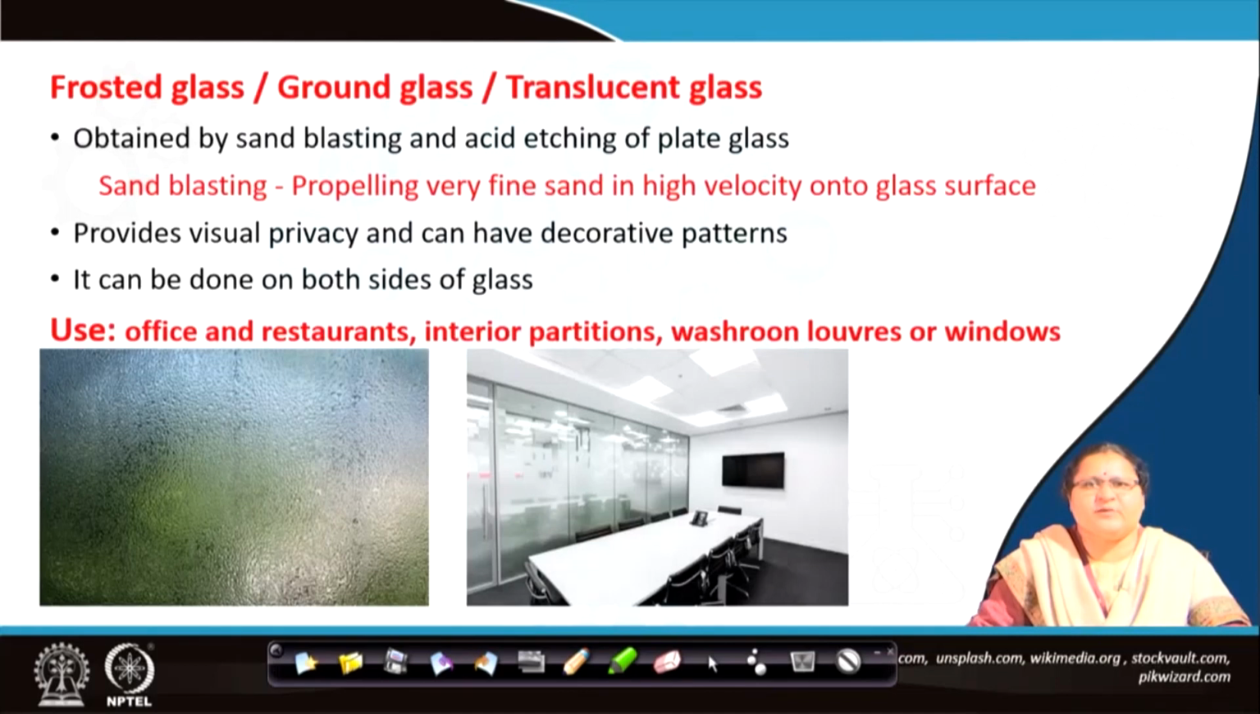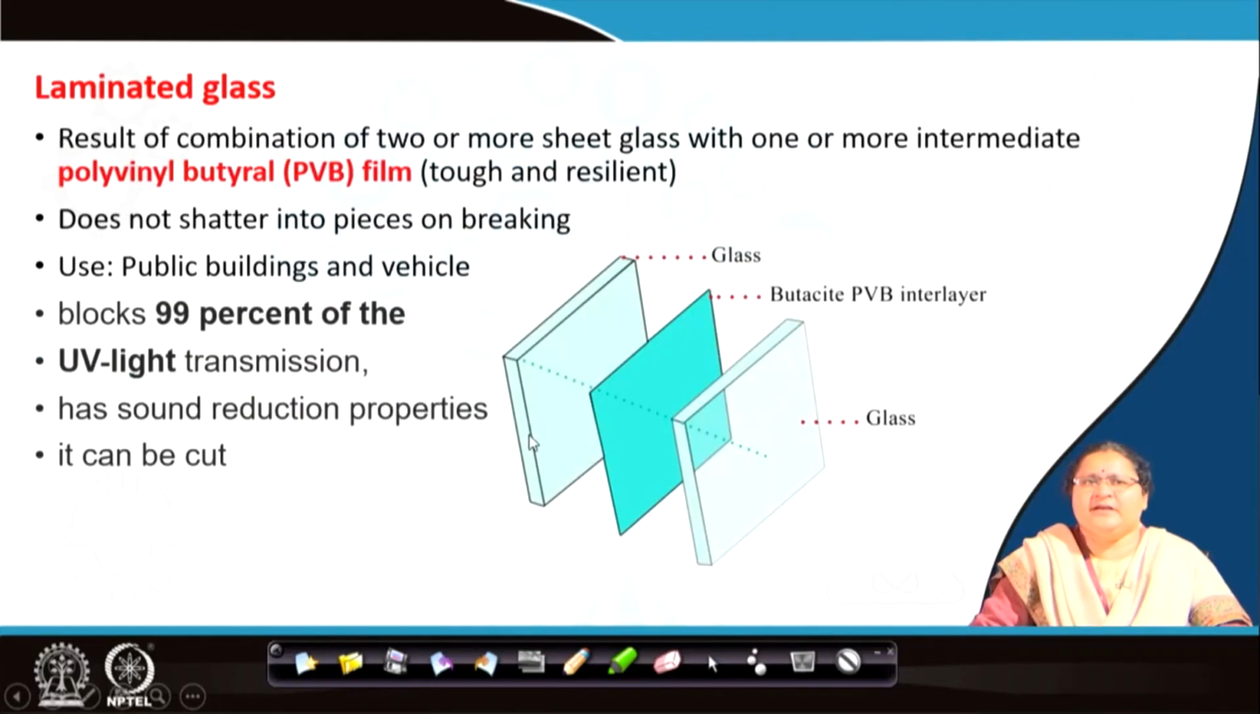Now, what happens in the previous one? Here also, if this breaks, it breaks similar to plate glass. When it is laminated glass, we call it laminated because there is an intermediate lamina in between two glass sheets. So, you are having two glass sheets and an intermediate layer which is particularly polyvinyl butyral or PVB, which is tough and resilient and also transparent to hold the two glass pieces together.